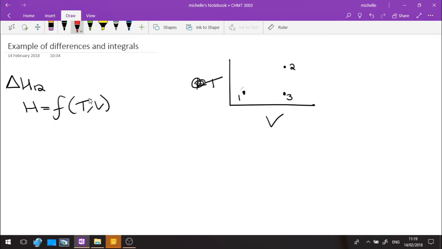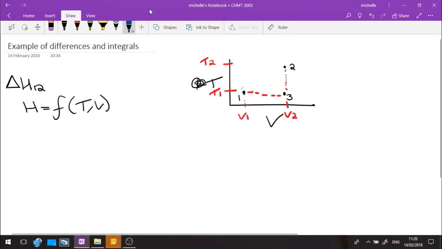Right, in the surface, for delta h12, I could go from 1 to 2, or I can go 1 to 3, where I keep T constant at T1, and then I change V, and then afterwards I can go to 3 to 2 and keep V constant at V2 and change T, because it will go from T1 to T2. Okay, so that's one way.